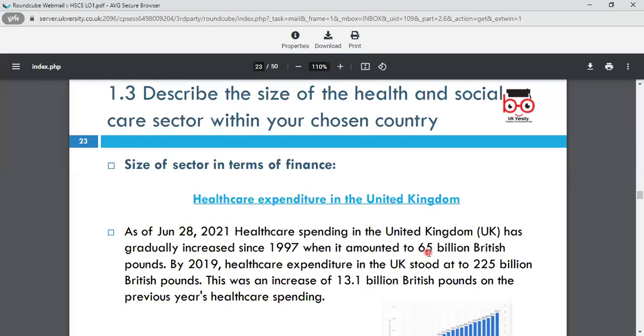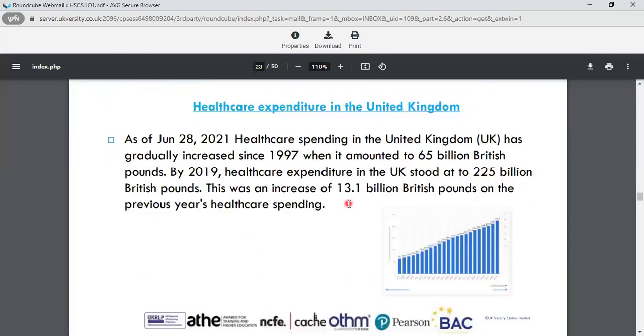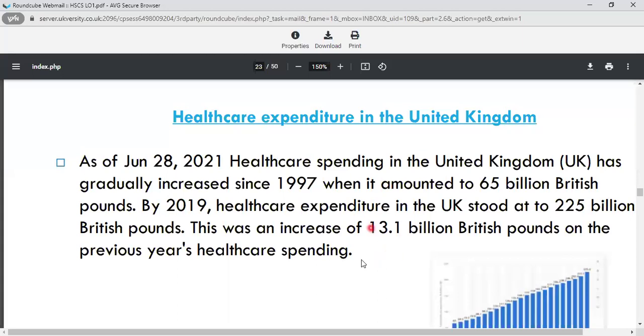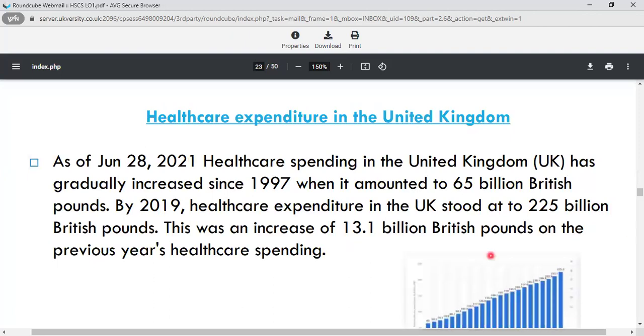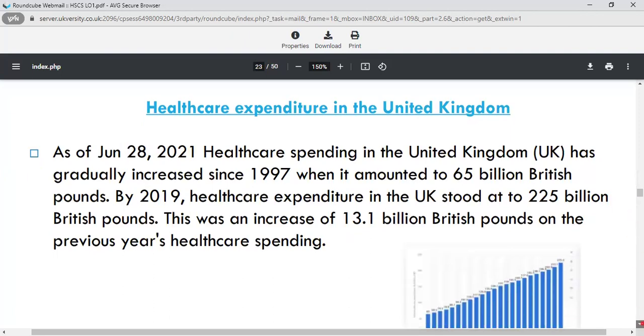So the size of the sector in terms of finance: healthcare expenditure in the United Kingdom. If we compare 2021, the 28th of June, healthcare spending in the UK has gradually increased since 1997, and it has amounted to 65 billion British pounds. So if you see, this graph has risen. And this is an increase of 13.1 billion British pounds on the previous year's healthcare expenditure. So that's a huge expenditure.